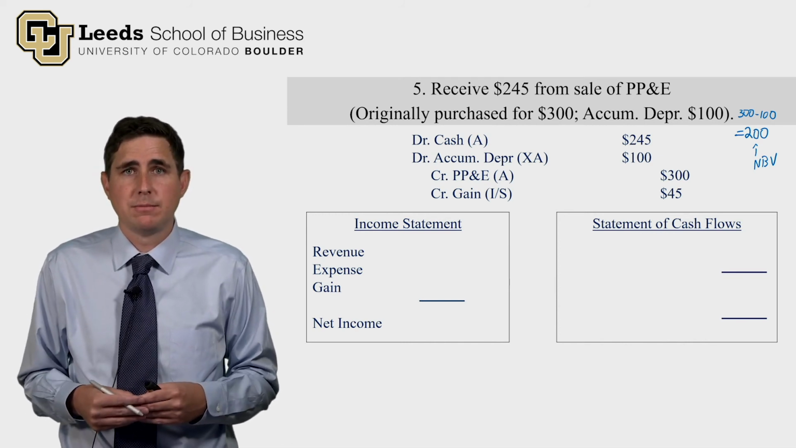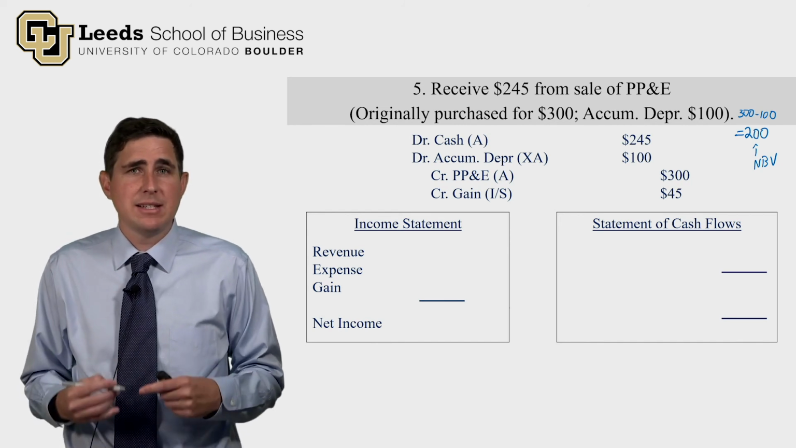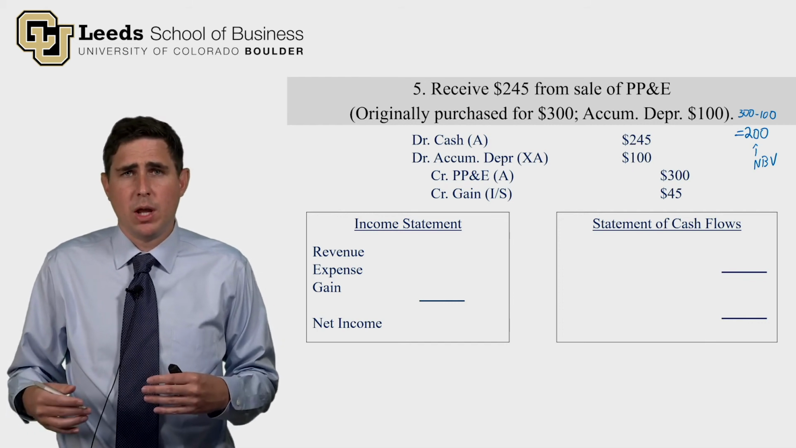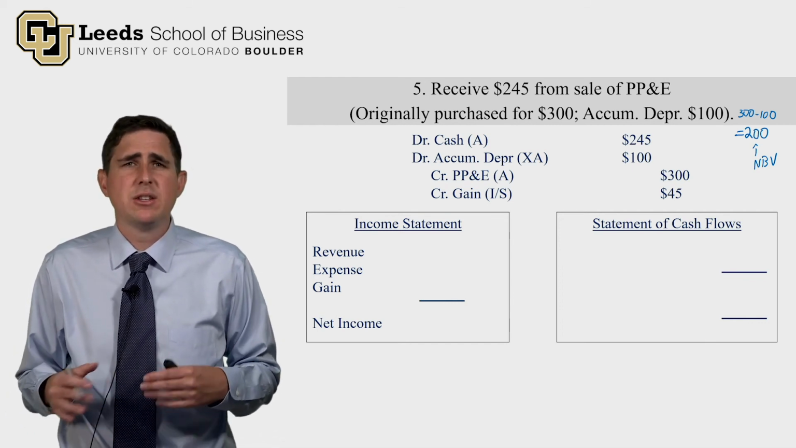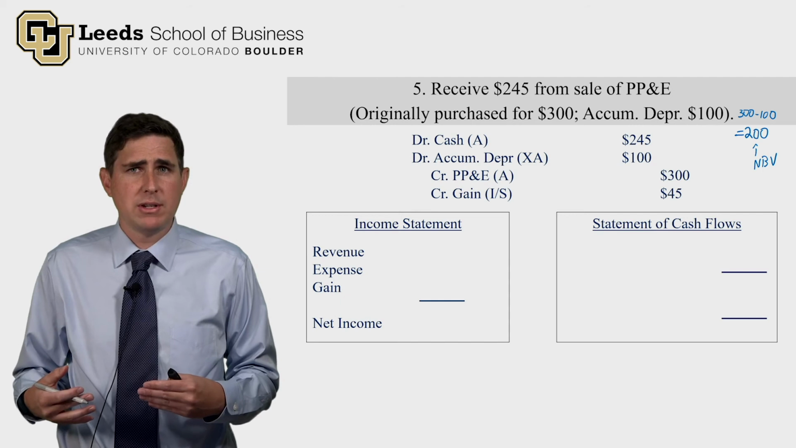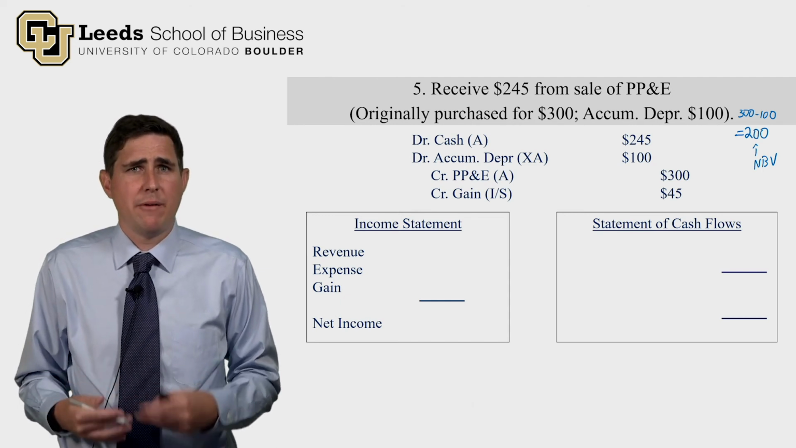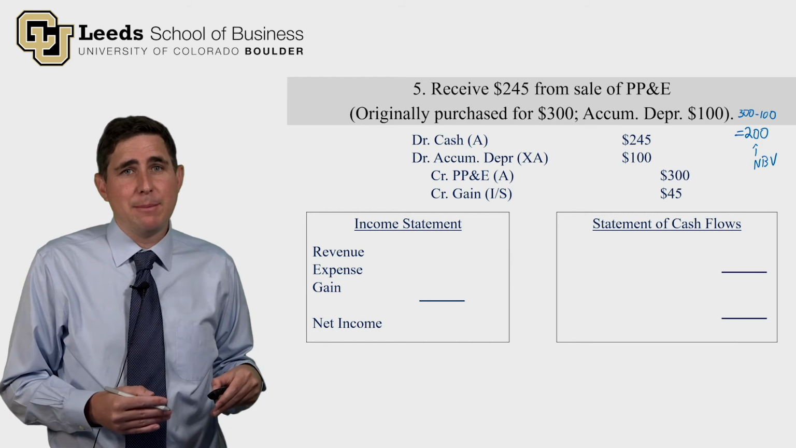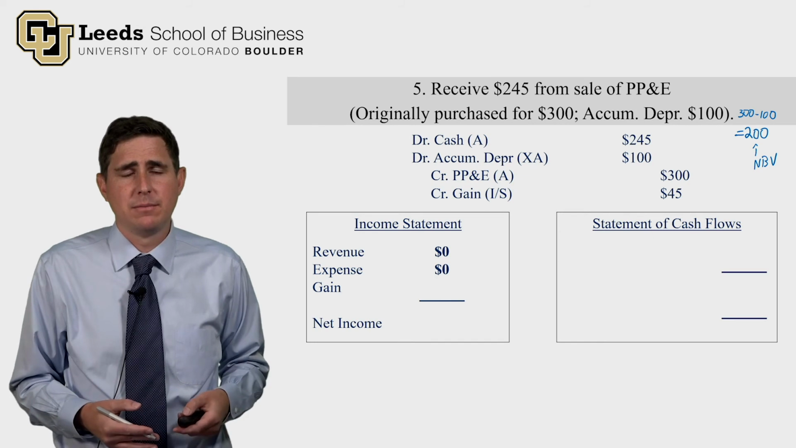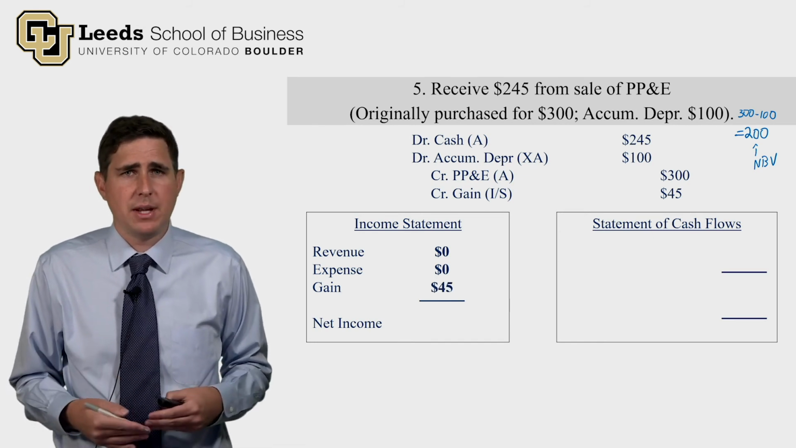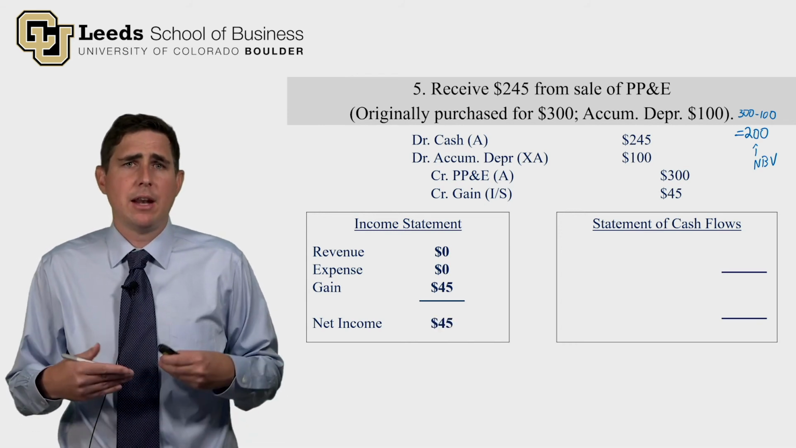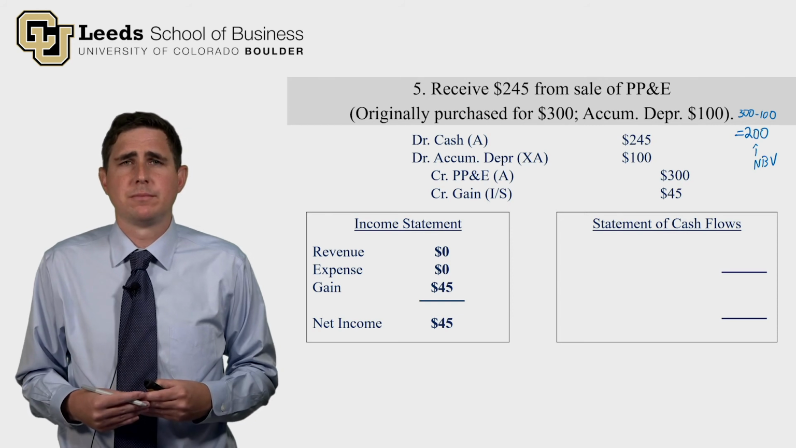for $45. I call it the gain account because this is not revenue. Revenue is when we sell inventory to customers or services to customers. This is neither one of those. This is selling one of our long-lived assets. This is not the primary reason we're in business, so it's not considered revenue. That's why when you look at my income statement, I've had to add a line to it, because this is not revenue and this is not an expense. This is a gain account on the income statement. And so our net income takes this gain into account, and net income is a positive $45.